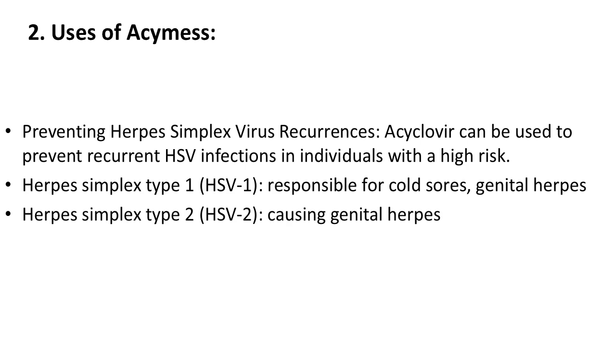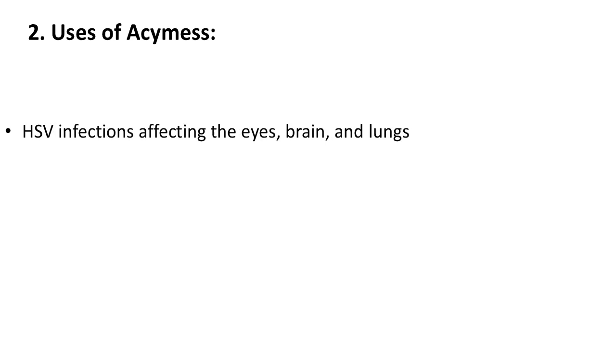Preventing herpes simplex virus recurrences. Acyclovir can be used to prevent recurrent HSV infections in individuals with a high risk. Herpes simplex type 1 (HSV1), responsible for cold sores and genital herpes. Herpes simplex type 2 (HSV2), causing genital herpes. HSV infections affecting the eyes, brain, and lungs.